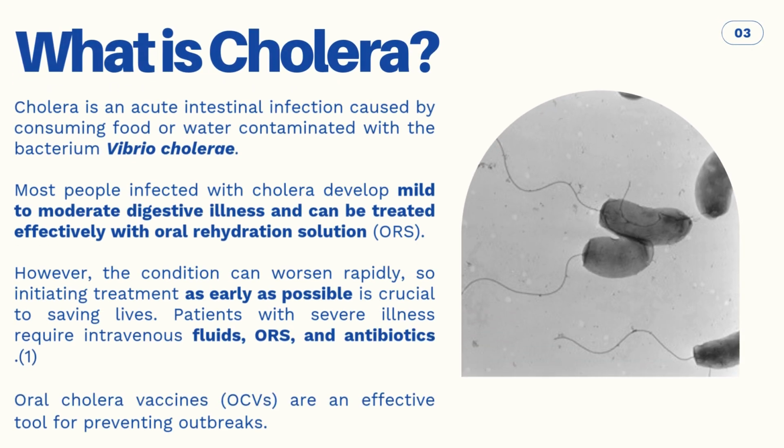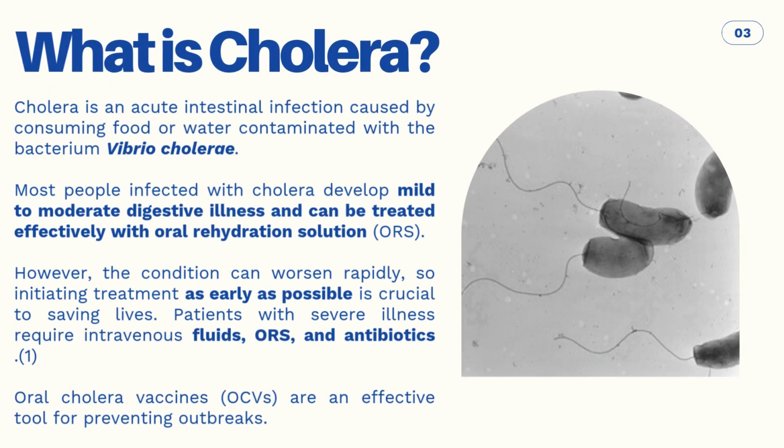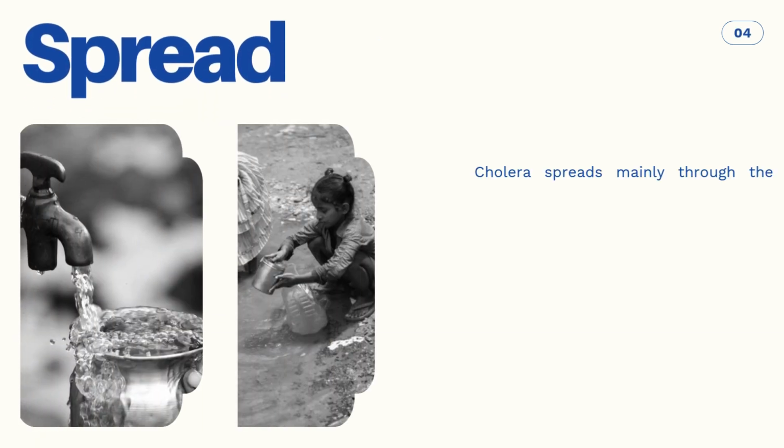Cholera is a severe diarrheal disease caused by Vibrio cholerae in contaminated food or water. It leads to dehydration and can be fatal without treatment. Most cases respond to oral rehydration salts, while severe ones may need IV fluids and antibiotics. It spreads fastest in underserved areas with limited healthcare. Oral cholera vaccines help prevent outbreaks in high-risk communities.